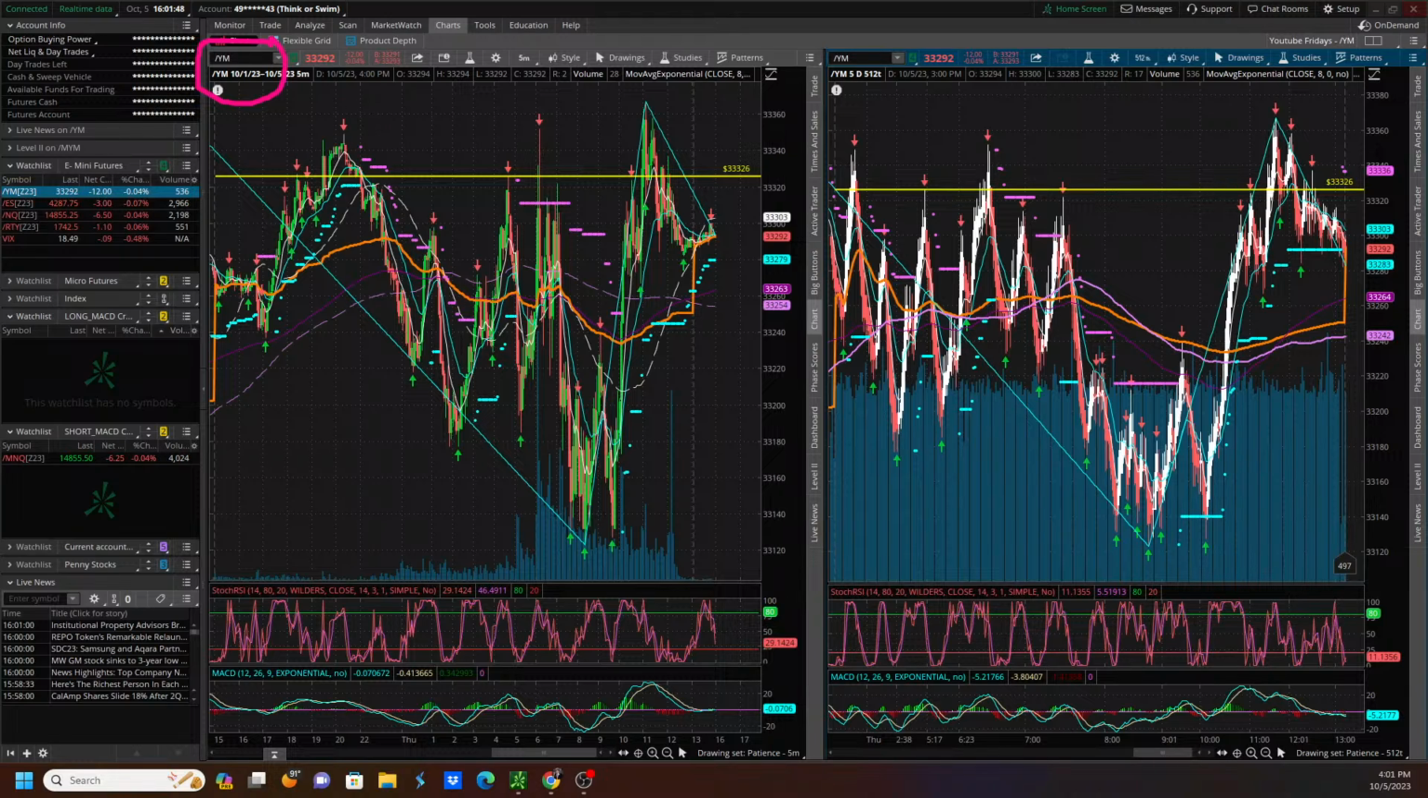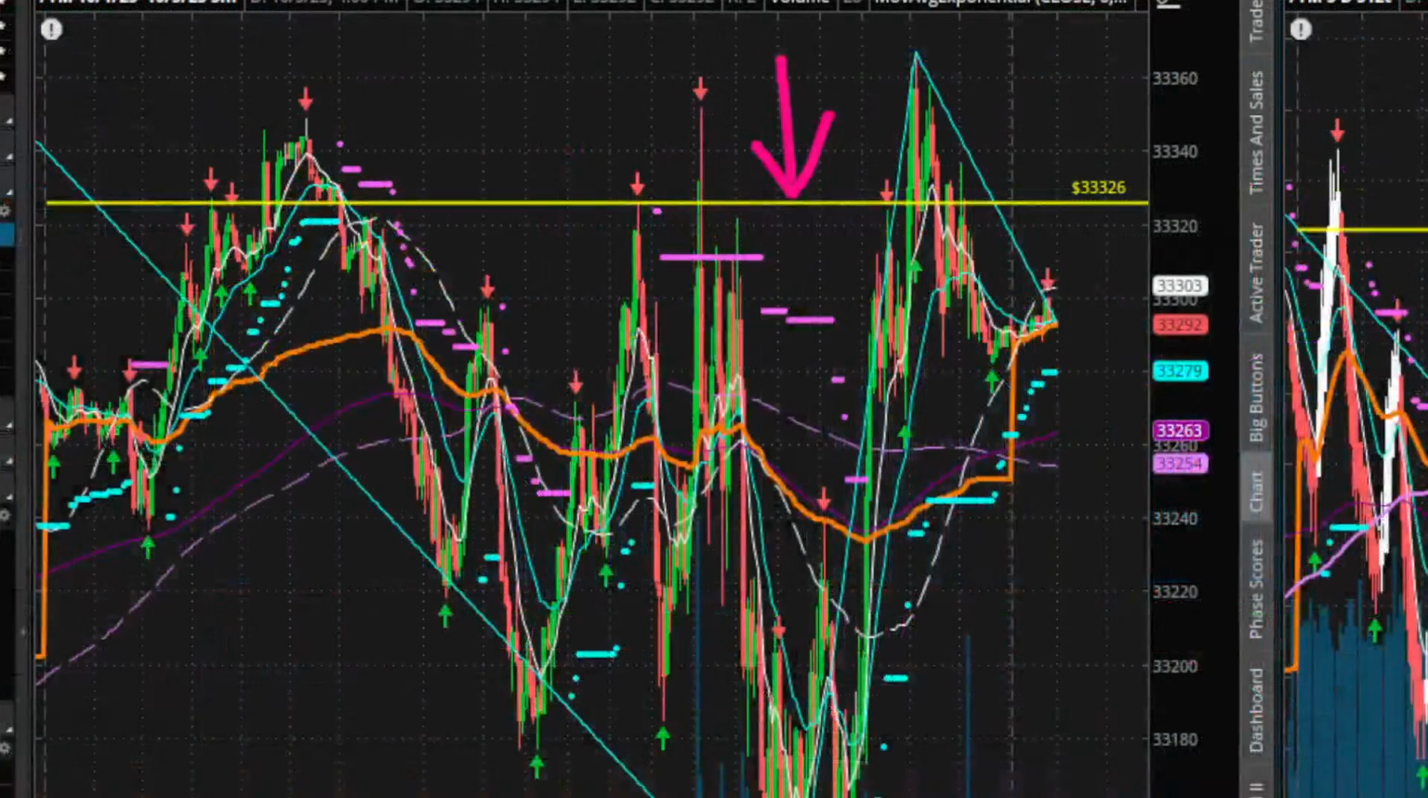First we're going to zoom in on the tick-based chart, just because I like the patterns. One thing I wanted to point out is this yellow line right here, which I'm going to zoom in on so you can see the number. This one is essentially at 33,326. That was the close of the market from yesterday for the futures market.